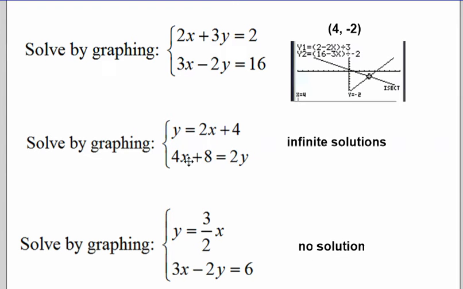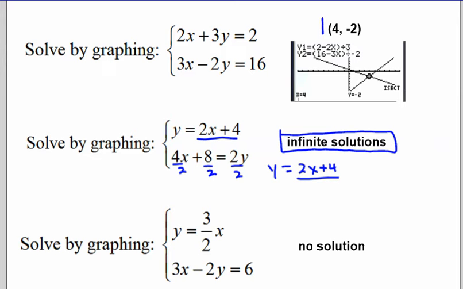This one had infinite solutions because if we solve this second equation here and divide everything by 2, we get that y equals 2x plus 4, right? These are the same equation, so they're the same line, so there are infinite solutions, right? The other one, they intersected at (4, -2). So I actually had those things backwards, okay?